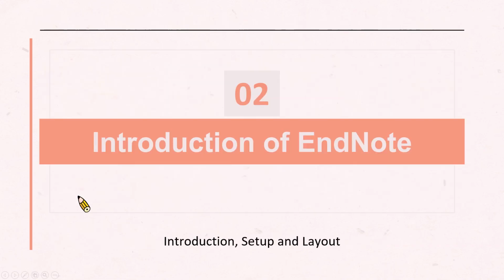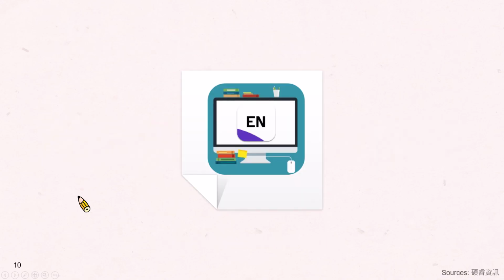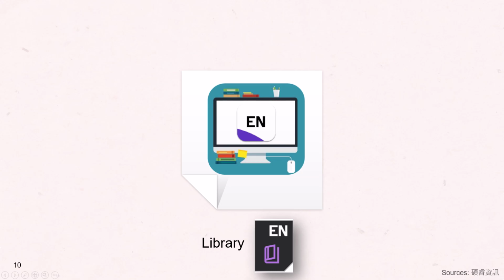Now let's move on to part 2. I will introduce the overall function of EndNote. After installing EndNote, every file you create by EndNote is called a library. You can create different libraries for different purposes, like a library for your term project or thesis, or you can create only one library for all kinds of needs.